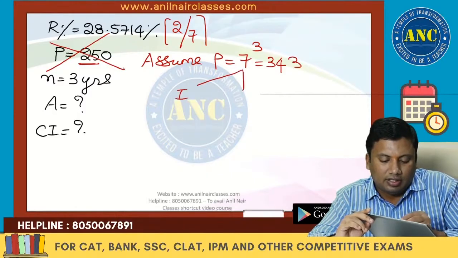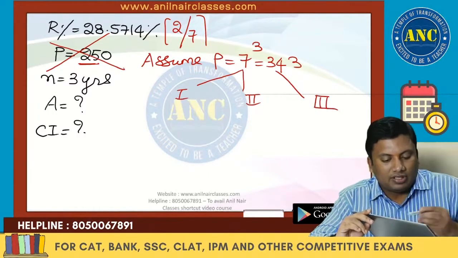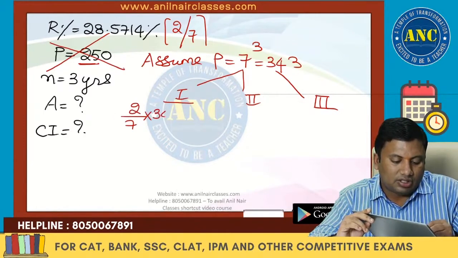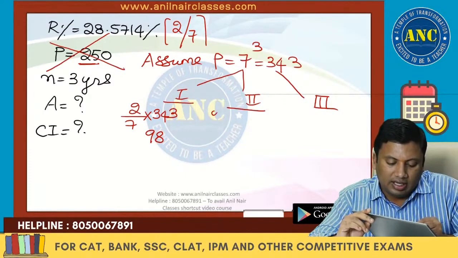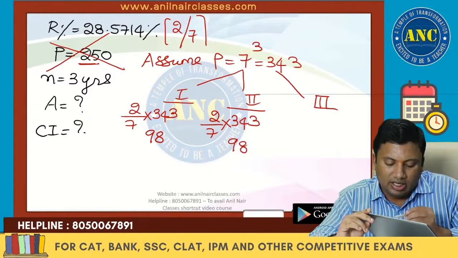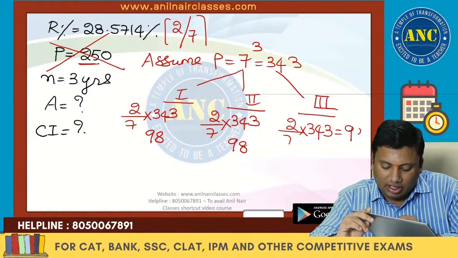First year, second year and third year. First year, it is nothing but 2 by 7 of 343. This is nothing but 98. Second year, 2 by 7 of 343, which is nothing but 98. Third year, 2 by 7 of 343, which is nothing but 98.